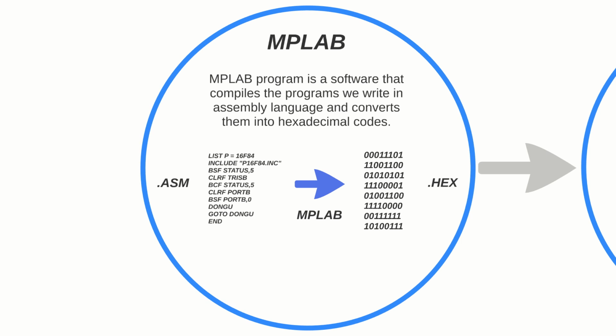What do we need for this course? The first application we need is MPLAB. The MPLAB program is software that compiles the programs we write in assembly language and then converts them into hexadecimal codes. You can see the first column is the code written in assembly language, and the second column is hexadecimal codes, that means machine language.